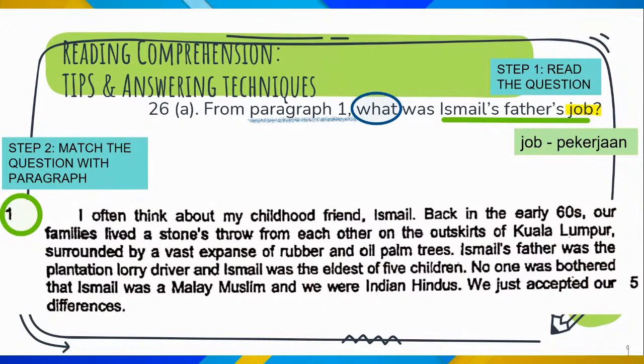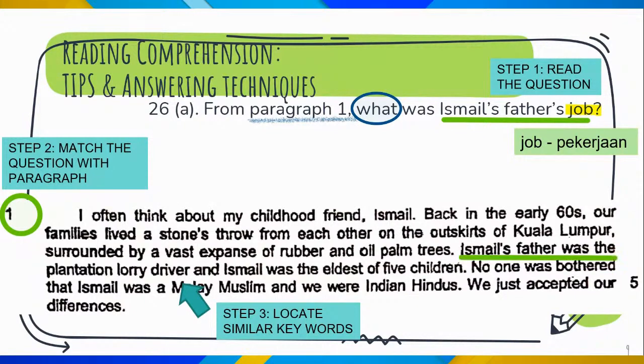Now we are moving on to the third step. Can you find the keyword of job there in the paragraph? I don't think so. Instead, look for an example of a job in the paragraph, and it's actually: Ismail's father was the plantation lorry driver.